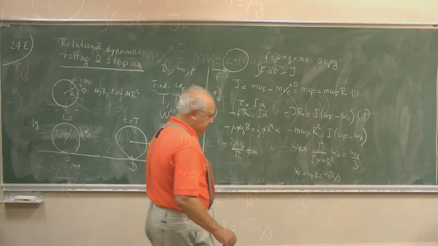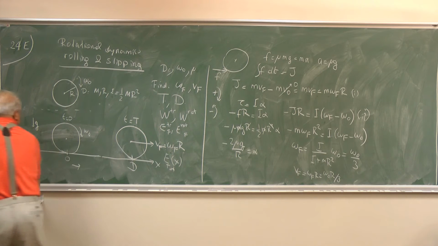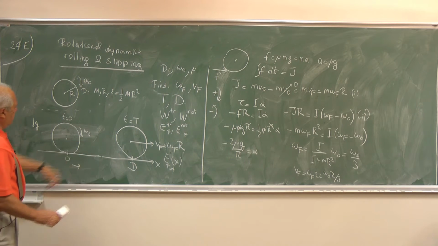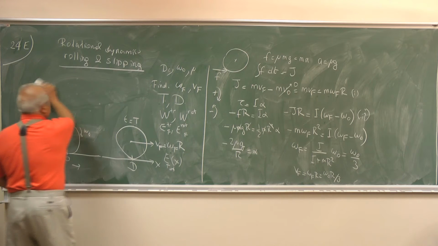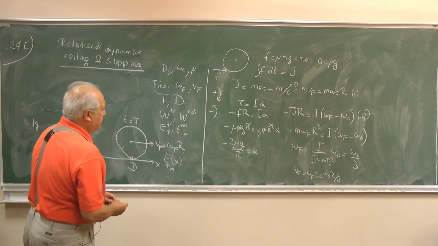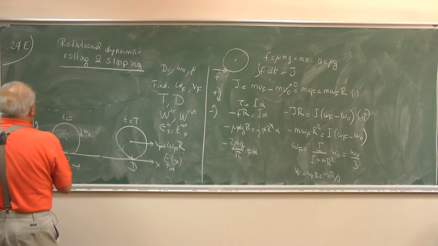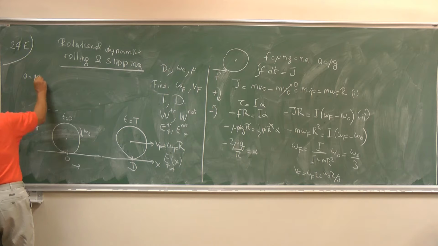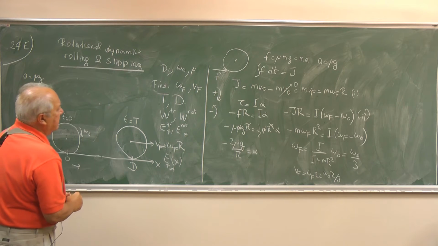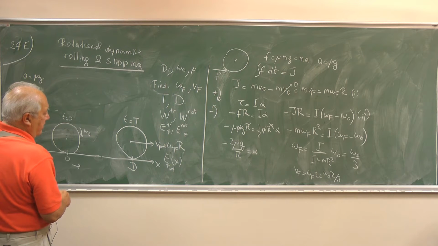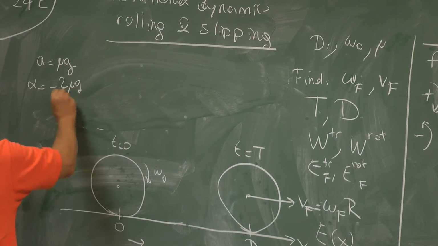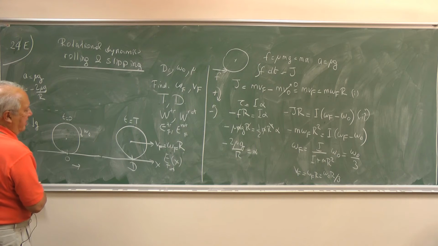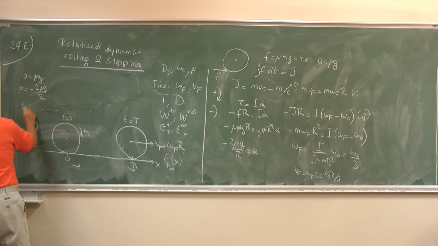So perhaps I will erase this. It explains the geometry of the problem. So I will write here our results, so that we don't have to redo it every time we need it. A is mu g. The blackboard is small. And alpha is minus 2 mu g over r, and Wf is W0 over 3.